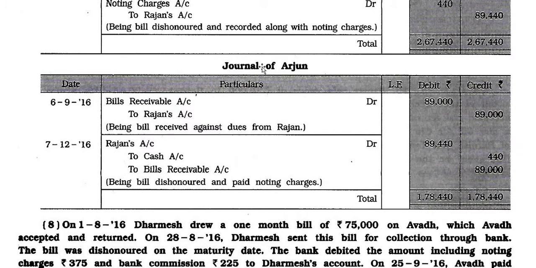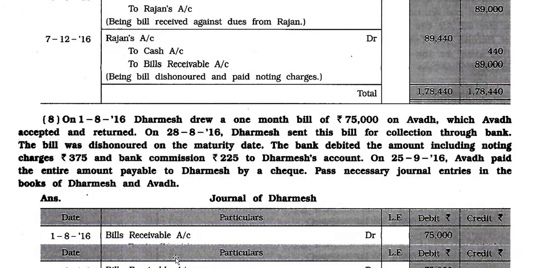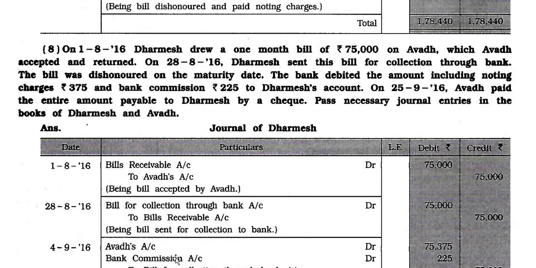Drawer, acceptor and payee. 8/9/2016, bills receivable account debit 89,000 to Rajan's account 89,000. Here Arjun accepted the bill which is given by Rajan, being bill receivable against dues from Rajan. Rajan's account debit 89,440 to cash account 440 to bills receivable account 89,000. Being bill dishonored and paid noting charges. Now question number 8.